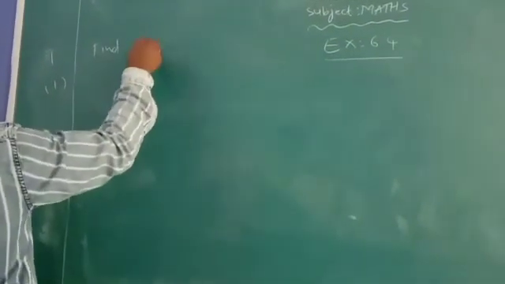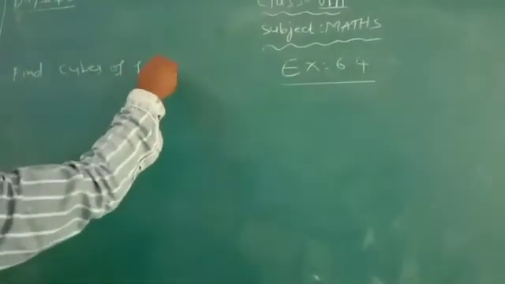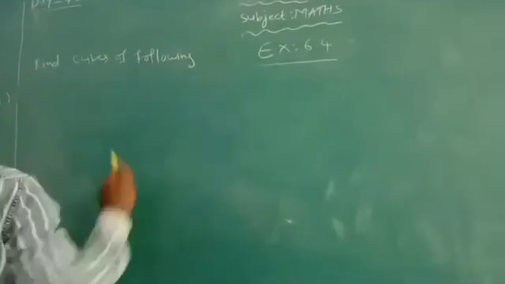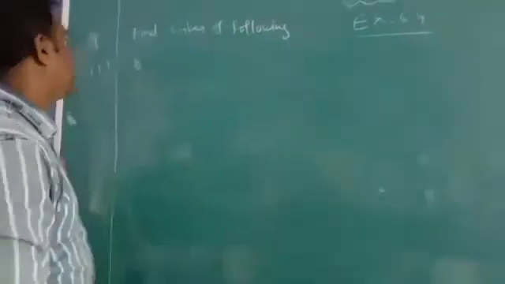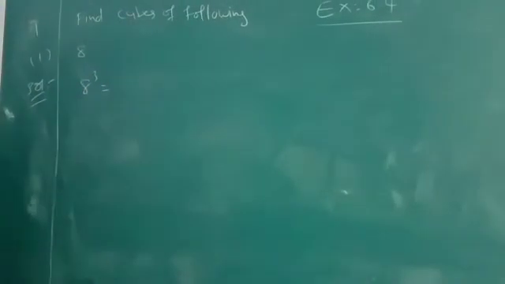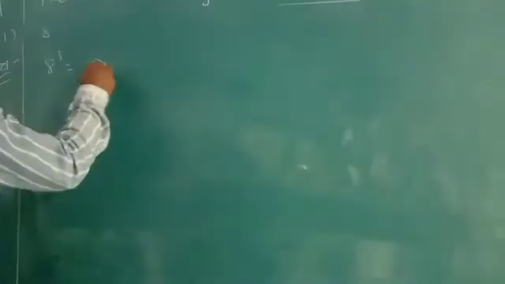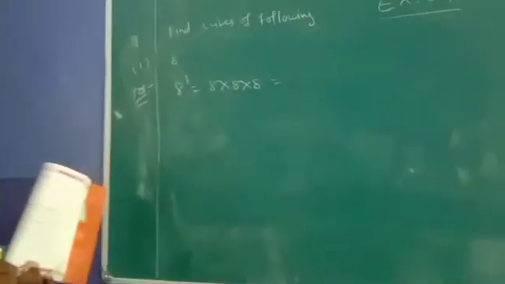Find the cubes of the following. First one, see beta, 8 cube. Cubes means what beta? 8 cube. What is 8 cube coming? 8 into 8, 8 times 8 is 64. 64 times 8, how much? Tell me, 64 times 8. 512.